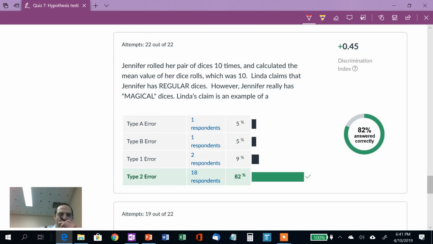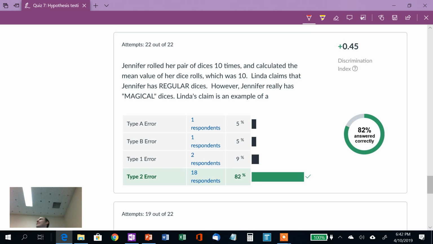All right, here we go, another one. Jennifer rolled her pair of dice 10 times and calculated the mean value of her dice's rolls, which was 10. Linda claims that Jennifer has regular dice. However, Jennifer really has magical dice. Linda's claim is an example of what? Yeah, okay. Yes. Type 2 error.